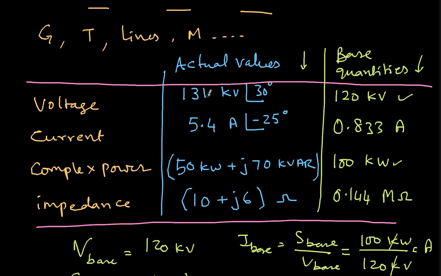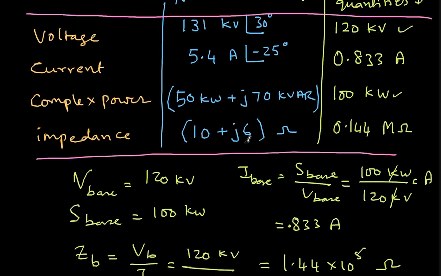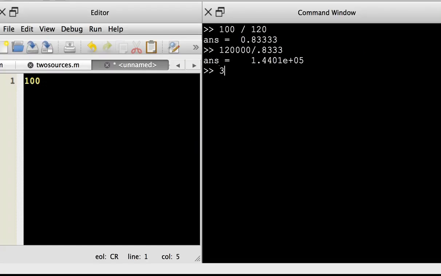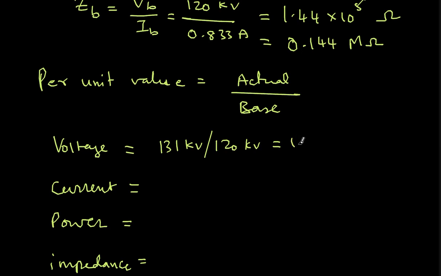So the actual is 131 kV and base is 120 kV. So 131 kilovolts divided by 120 kilovolts. The kilovolts units will cancel each other. So 131 divided by 120, 1.0917. So 1.0917 per unit. This is the per unit quantity of the voltage that we are having.